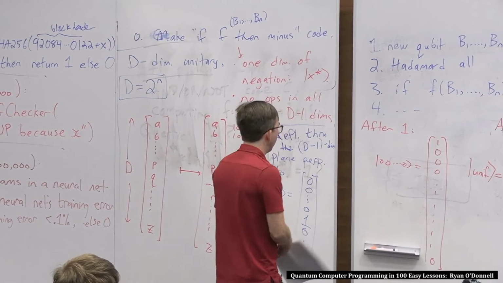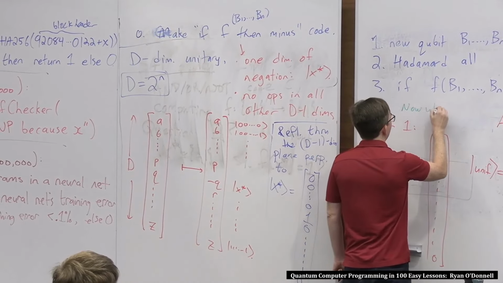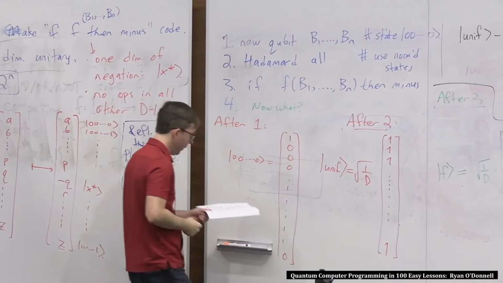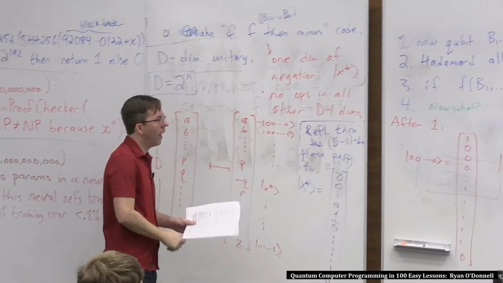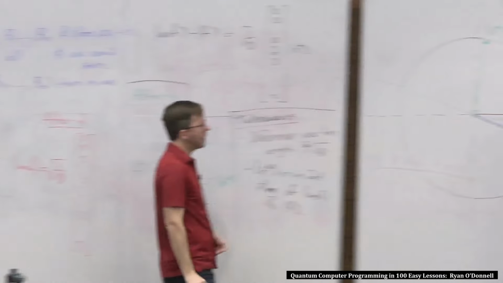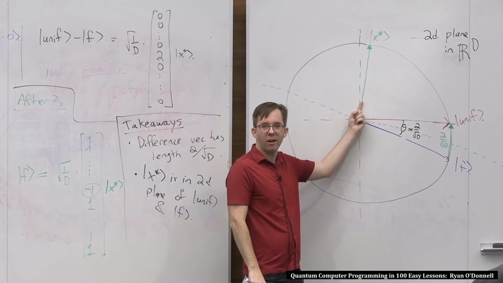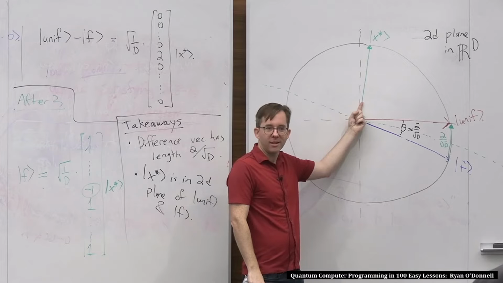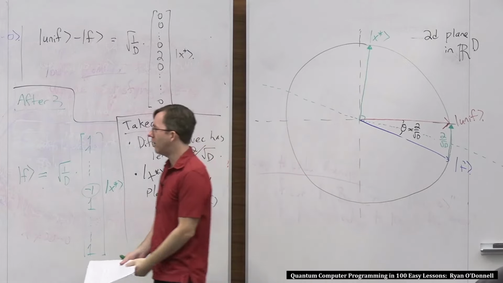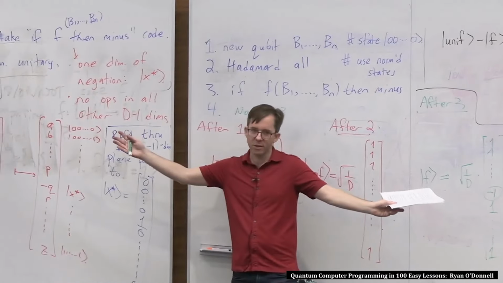So now let's come back to here. Now what? Ideally, we would like to get our state vector. An ultimate dream would be if our state vector became ket x star. That would be amazing, because then we would just do extract all, and with probability 100%, we'd see x star, and we'd be like, solved it.